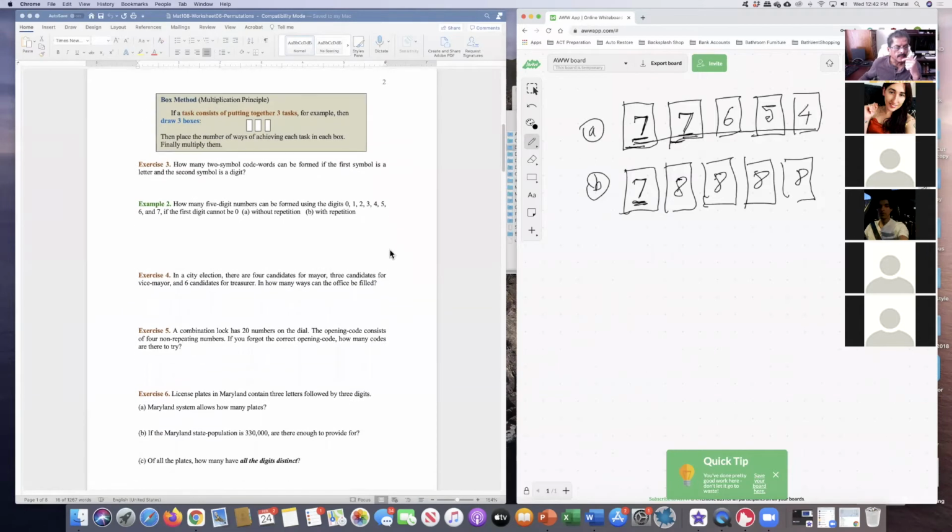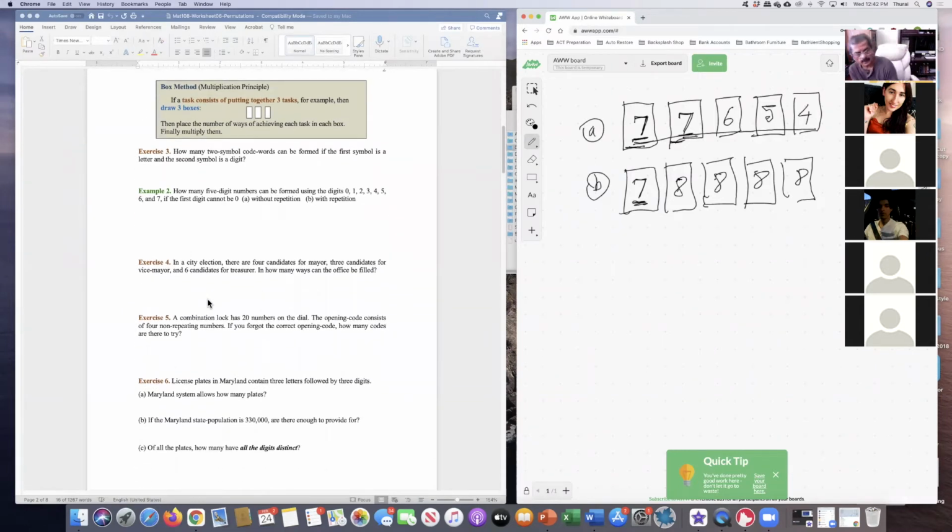Going on to exercise 4. Now this is an exercise, so I want you to do it. In a city election, there are 4 candidates for mayor, 3 candidates for vice mayor, 6 candidates for treasurer. That's how many candidates there are. In how many ways can the offices be filled? Okay, anybody has an answer? You just tell me what numbers to use. 4 times 3 times 6. Yes, that's right. Very good. That one is fairly straightforward.